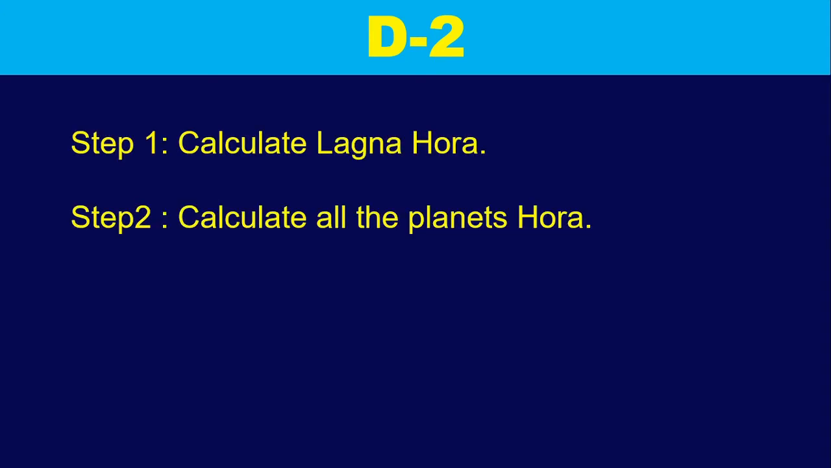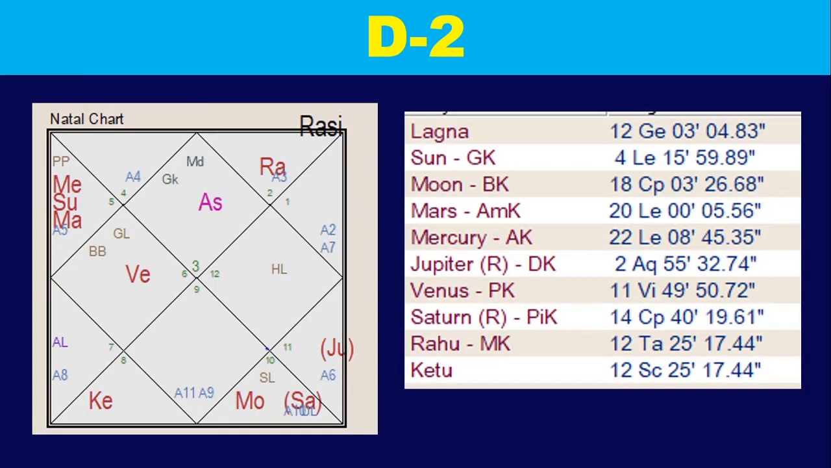To construct a D2 chart, there are two steps. First is to calculate the Lagna Hora, and step 2 is to calculate all the planets' Hora. Now let's take this example. In this example, Lagna is 12 degrees Gemini. So let's calculate the Hora chart of this native.